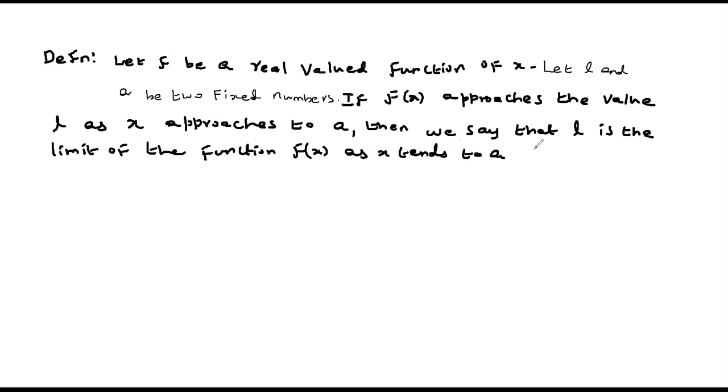So here it can be written as limit x tends to A of f of x is equal to L. Here there are notations. First, L of f of x at x is equal to A. That means the left hand limit.